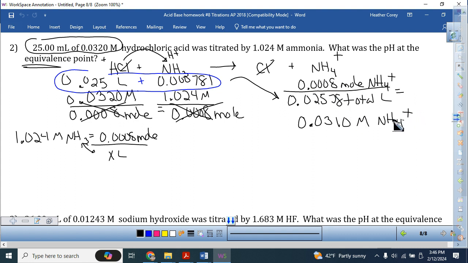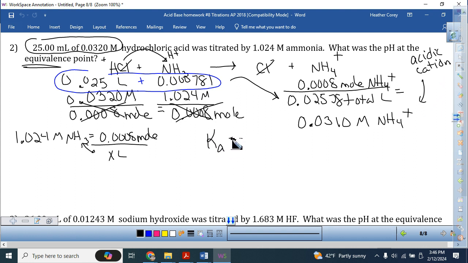Now, this is an acidic salt. NH4Cl is an acidic salt. This is an acidic cation. If you put this into water, it's going to make H plus. And because this is an acidic cation, we need Ka.